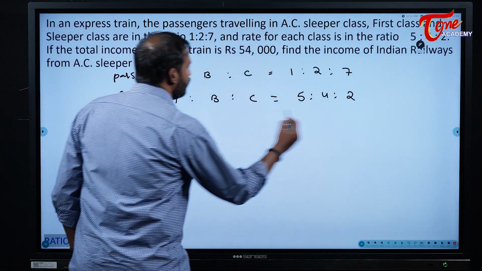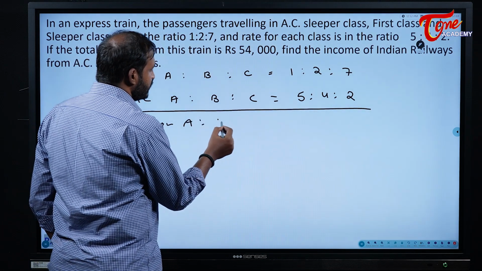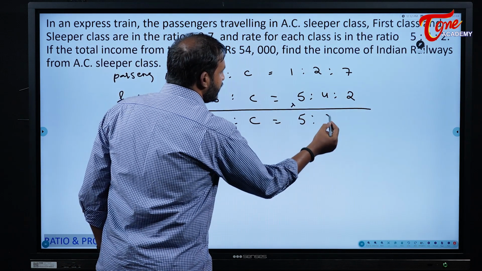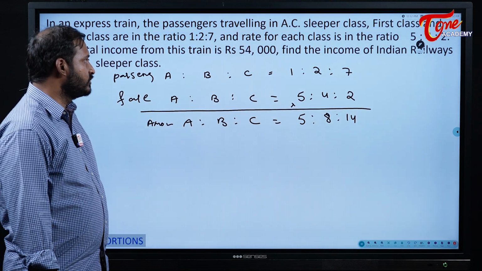Now from this, tell me what will be the amounts ratio? The amount ratio of A:2B:C will become, multiply them: 5 ones are 5, 4 twos are 8, 7 twos are 14. So 5:8:14. Okay, good, superb.